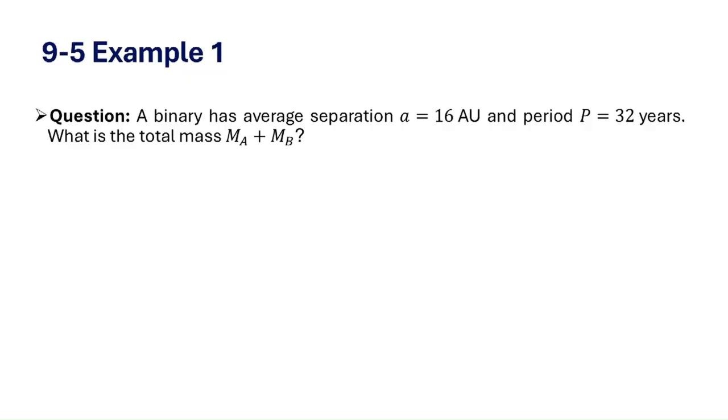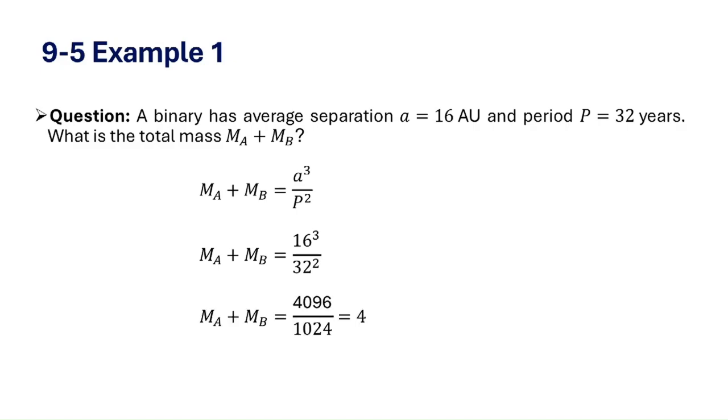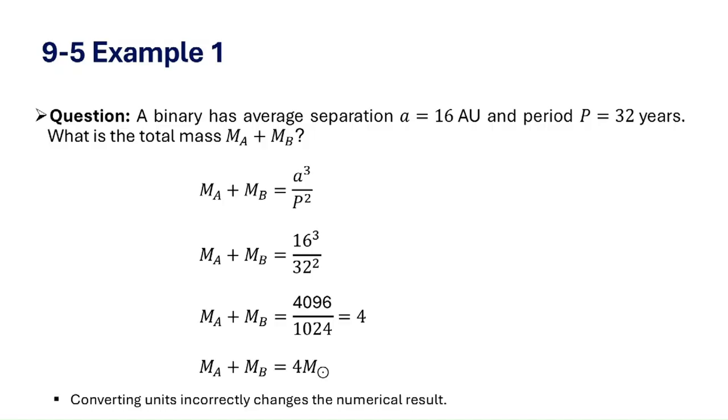So let's use our equation. MA plus MB equals A to the power 3 divided by P to the power 2. So that means A equals 16 and P equals 32. So just substitute the numerical values. And now by calculating we get MA plus MB equals 4. So this binary system has a combined mass of 4 suns.